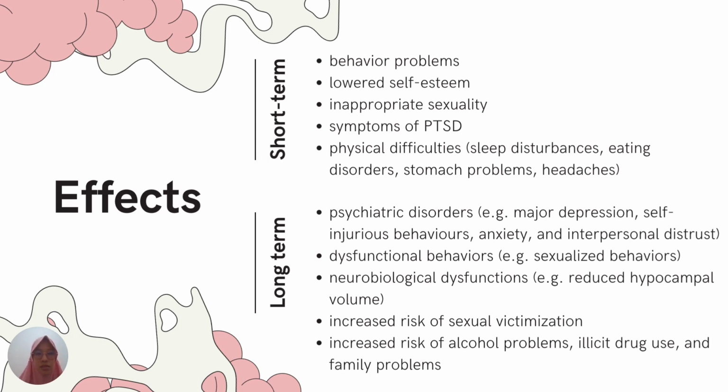And then the next is neurobiological dysfunctions, including reduced hippocampal volume. And the next one is increased risk of sexual victimization, also increased risks of alcohol problems, illicit drug use, and family problems.